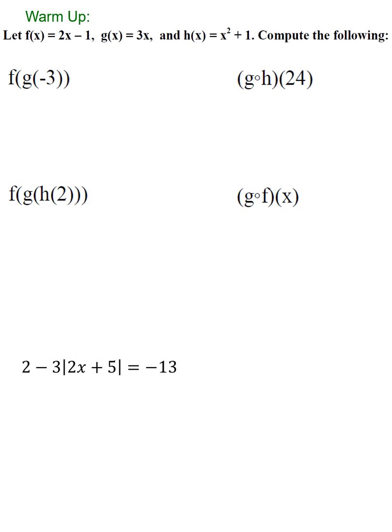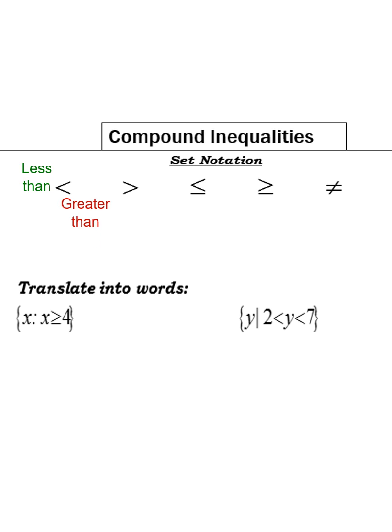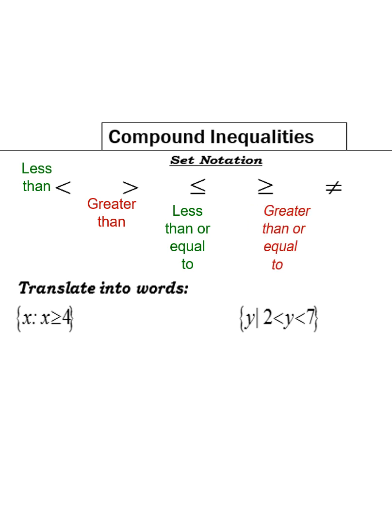We're going to talk about compound inequalities, and we're going to review the notation. This is your less than symbol. This is your greater than. This is your less than or equal to. This is your greater than or equal to. And this is your not equal to.